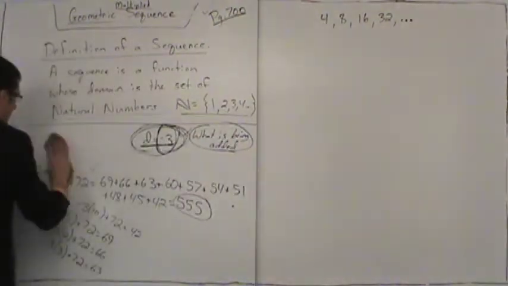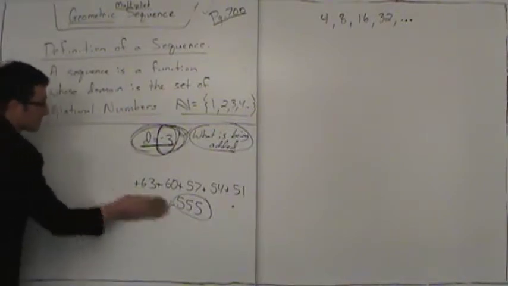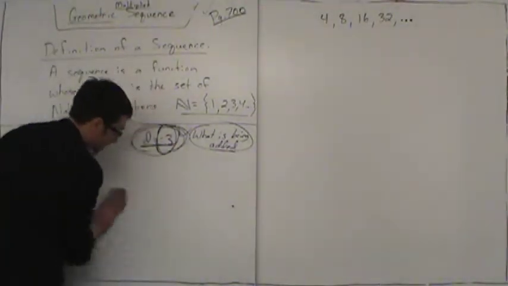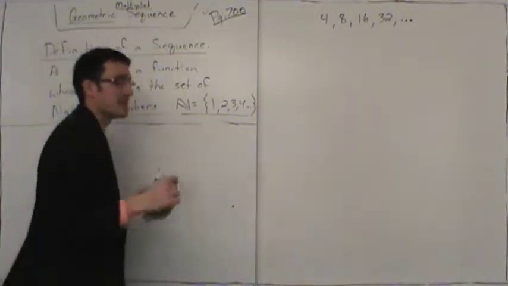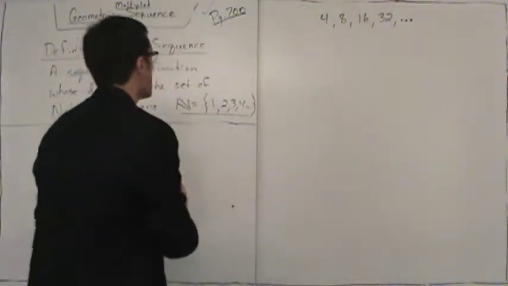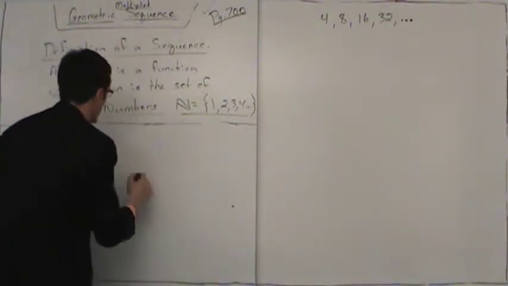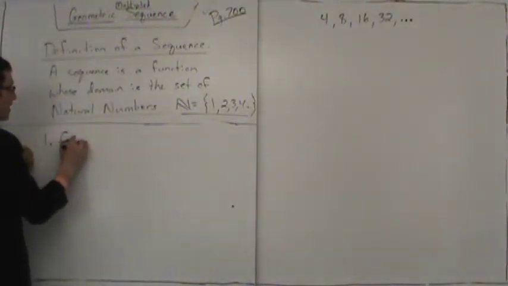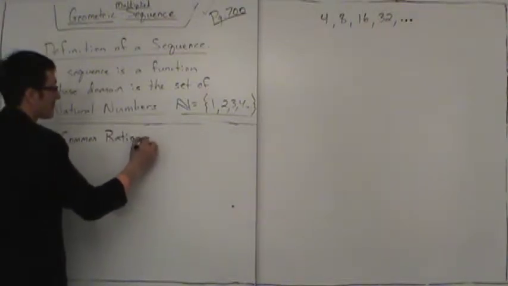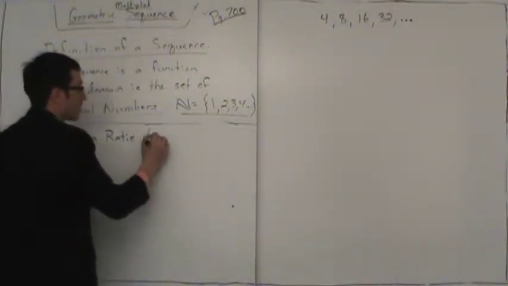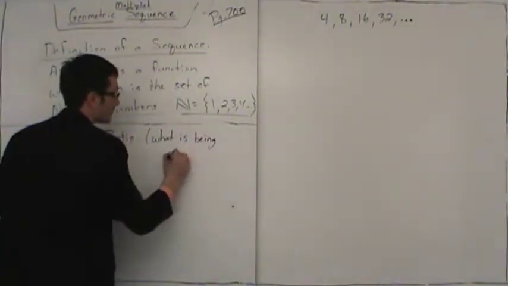Now, arithmetic meant something is being added. Geometric means something is being multiplied. Now, with arithmetic, we called what's being added the common difference. Geometric sequence does not have a common difference. Instead, we call it a common ratio. Common ratio means what is being multiplied.